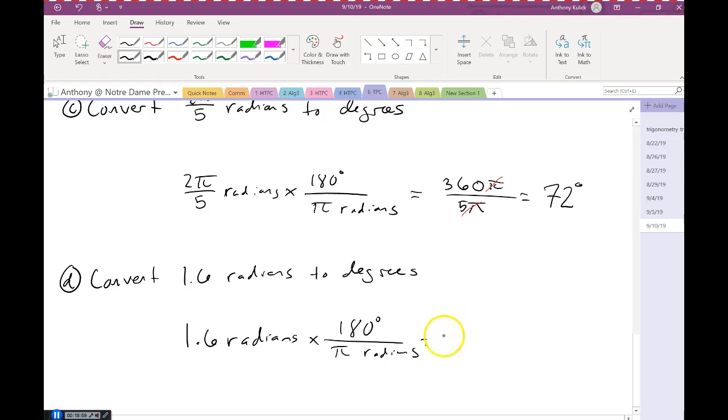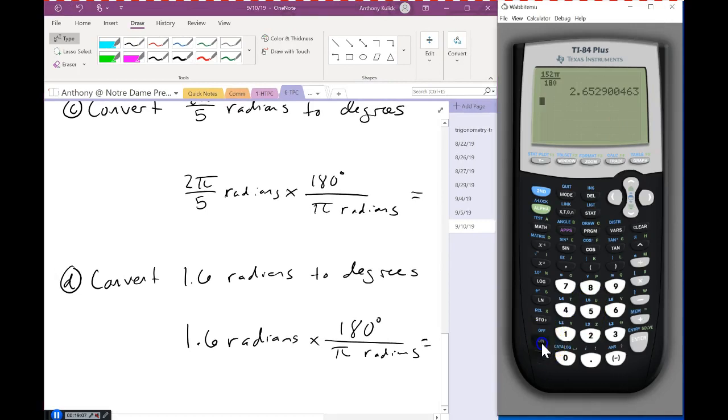So when I do that, I'm going to get some decimal. Let's use our calculator to get that. Notice that there's not a pi in my 1.6 radians to cancel out, so there won't be an easy reducing to do. I'm just going to do 1.6 times alpha y equals, pick my fraction command, and I'll type in exactly 180 over pi. And then we'll hit enter. So this is about 91.673 degrees.